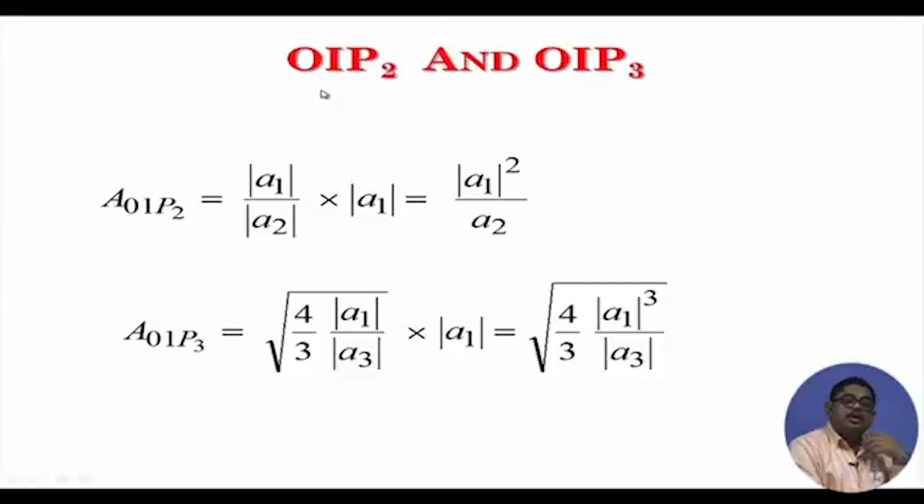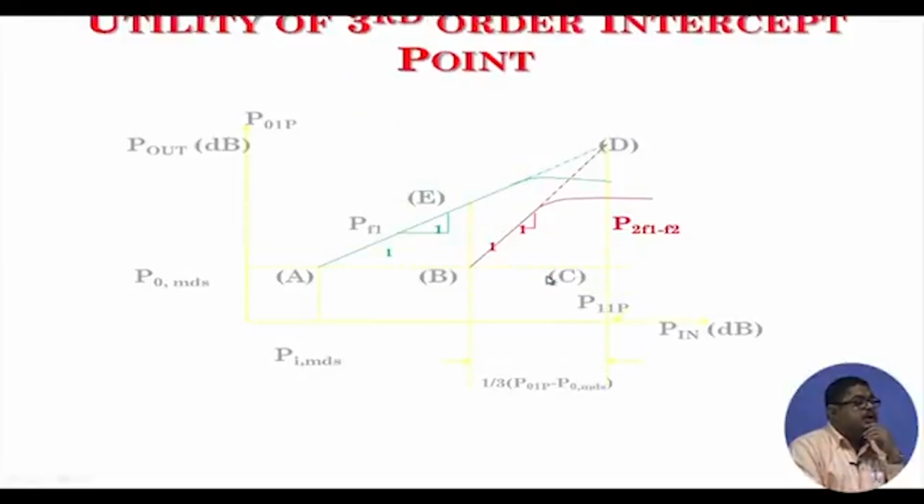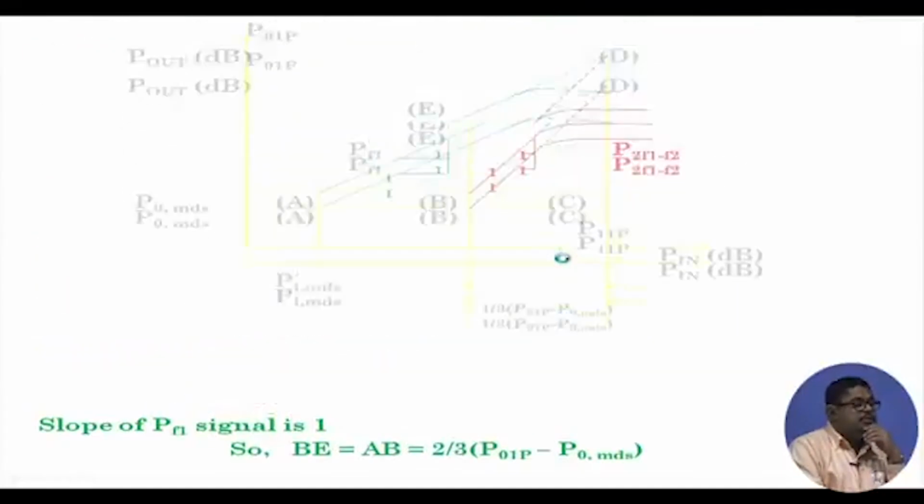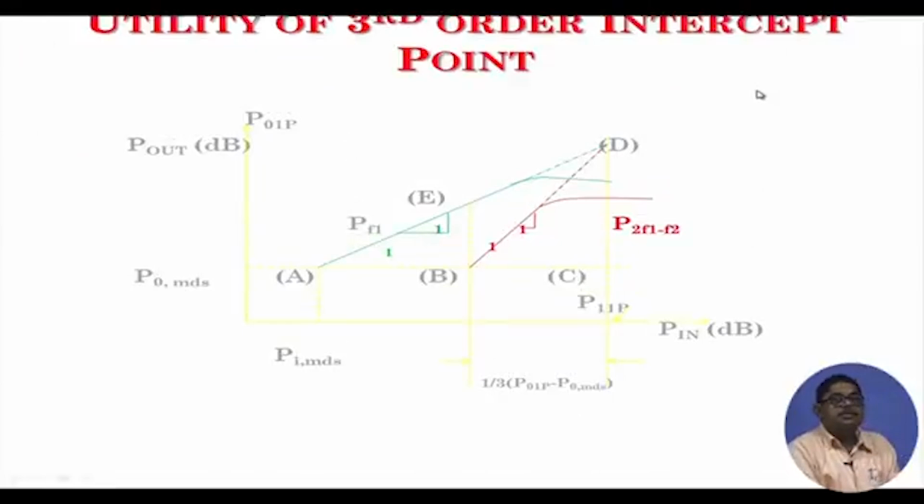So, if you have the output intercept point, this is the second order output intercept point, it is given by this. This is the third order output intercept point, this is given by this. So, since we know our system, that means we know A1, A2, we can always calculate this. Now, what is the utility of the third order intercept point?